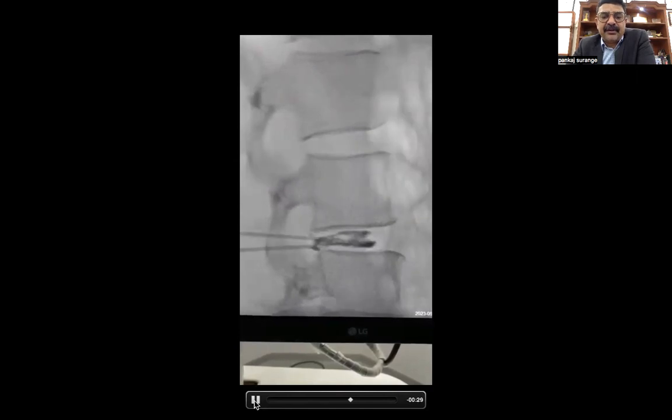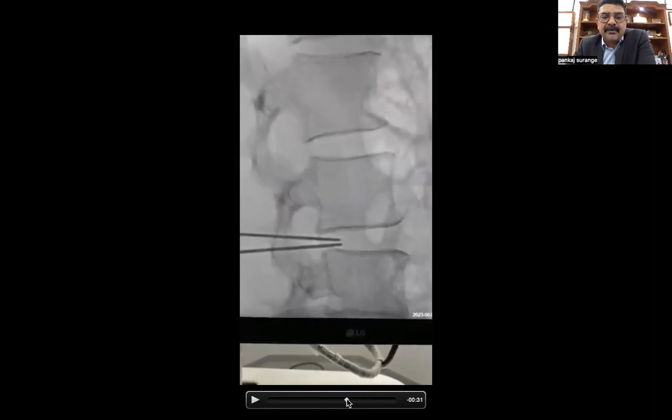So I give the contrast. You can see the contrast moving. This is the first probe. The contrast is inside. You can see the tear in the posterior annulus. That's a tear over here. That's a big tear over here. Contrast is leaking through the tear. This is the high intensity zone that we saw on the MRI.